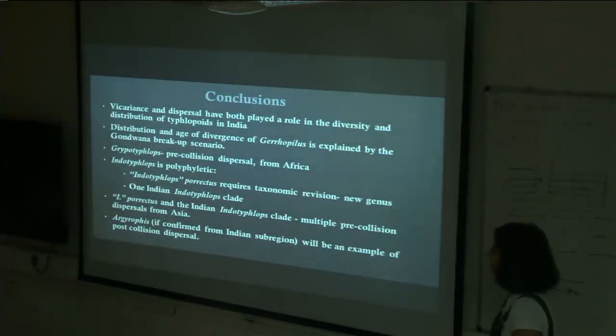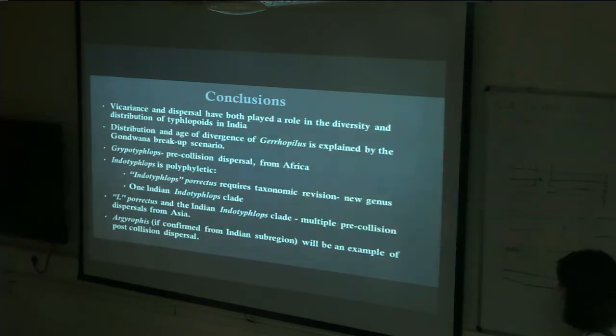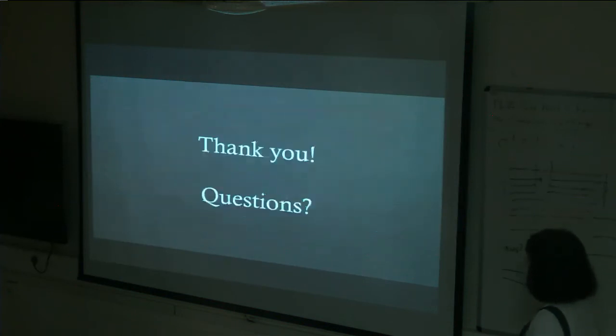So to conclude, we found out that vicariance and dispersal have both played a role in the diversity and distribution of blind snakes in India. Gerrhopilus is an old lineage, and it is explained by the Gondwana breakup scenario. Grypotyphlops is a pre-collision dispersal, so jump dispersal from Africa. Indotyphlops is again a pre-collision dispersal, with the Porrectus group jumping in from Asia before the other Indotyphlops group. And Argyrophis, if confirmed from the Indian sub-region, will be an example of post-collision dispersal into India.